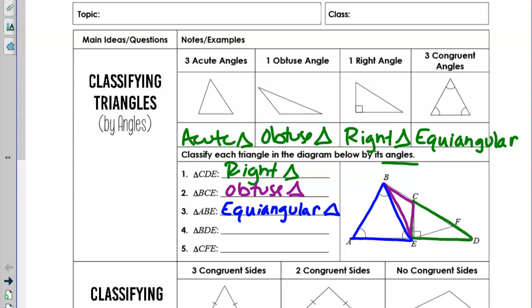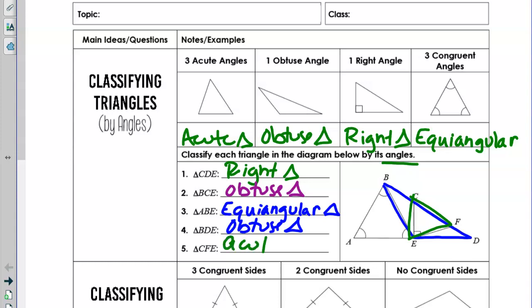Now we have triangle BDE. Very good. And then we have CFE. How do you know it's acute? You can see it's this right angle, and it's cutting the right angle, so it has to be less than that, because that right angle is going all the way down. So it's acute. Why did I make you go a little bit further with it? Because I just looked at it and thought, that's acute. I knew you were good enough for a harder question.